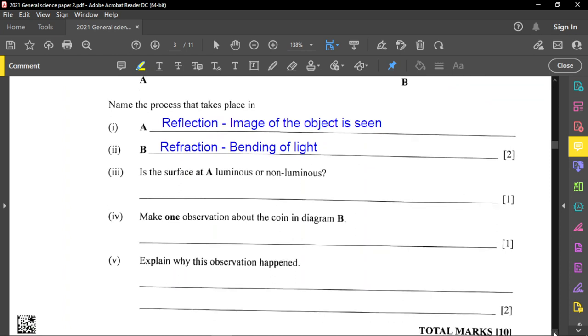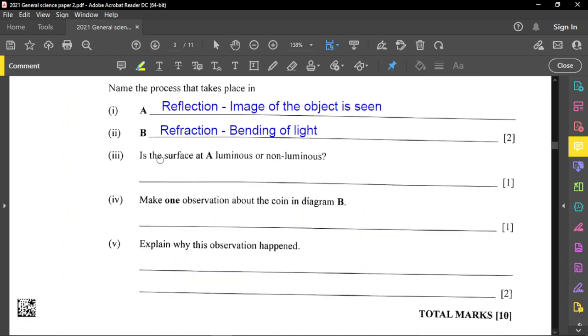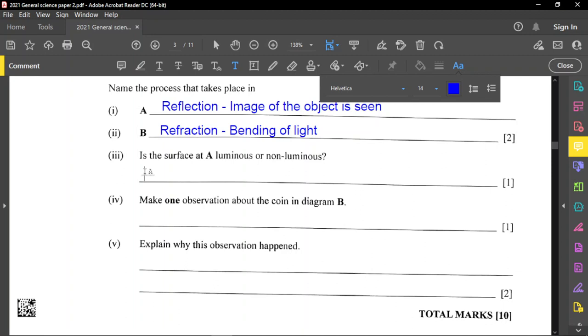Now for part three, it said, is the surface at A luminous or non-luminous? This is going to be non-luminous, because non-luminous means it does not produce its own light. Luminous objects produce their own light. So this is non-luminous. If you have a mirror, for example, you can put it near a light or in the sun, and you notice it reflects light onto something else. So it's not producing its own light, but it reflects light. The moon does the same thing, and stars do the same.